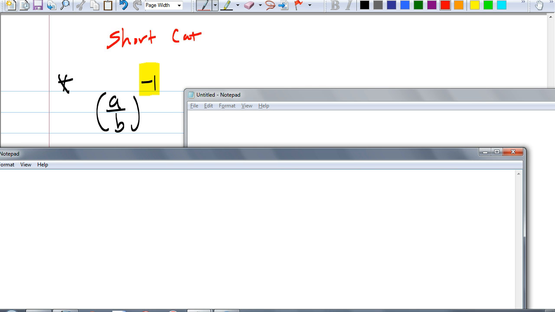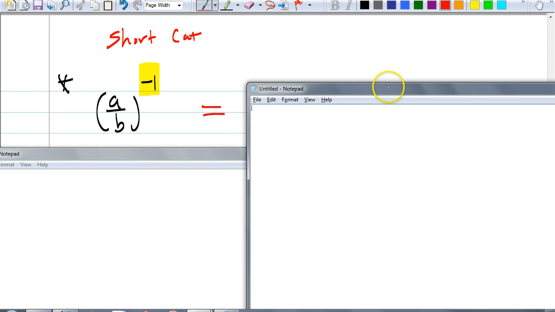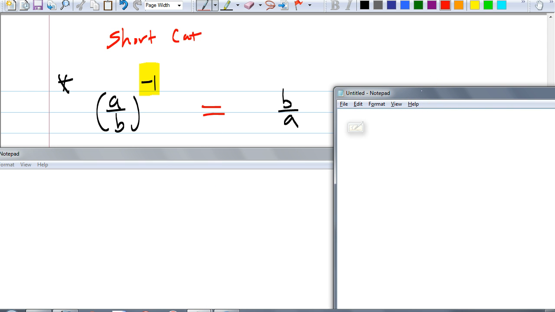1 over A and over 1 over B. Yes. So it turns out that is B over A. In other words, what do we call this? This is the shortcut. Well, yeah, but it's the reciprocal, thank you, Derek, the reciprocal of A over B.